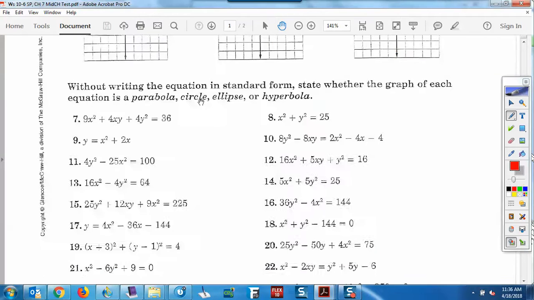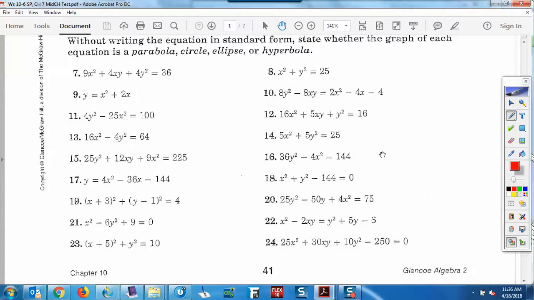Somebody asked about the XY term when it comes to identifying these conics. All that the XY does with the conic section is make it a rotated conic. So all of the rules we talked about, whether it's going to be an ellipse, hyperbola, parabola, or circle, still apply. But if there's an XY term in there, it's going to be rotated. We're not getting into the angle of rotation. So for our purposes, a problem like this, you can pretty much ignore the XY part of it.